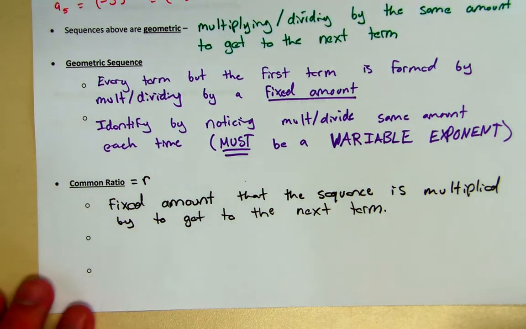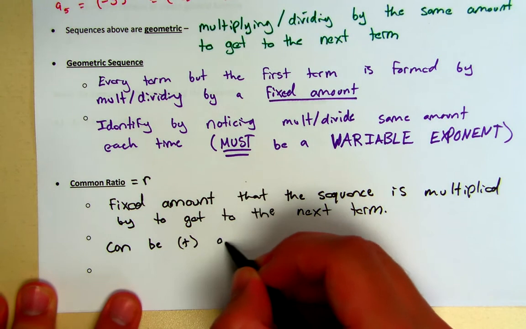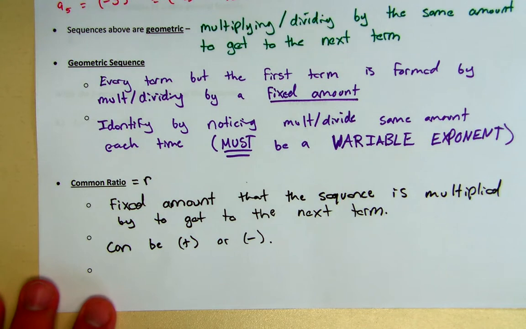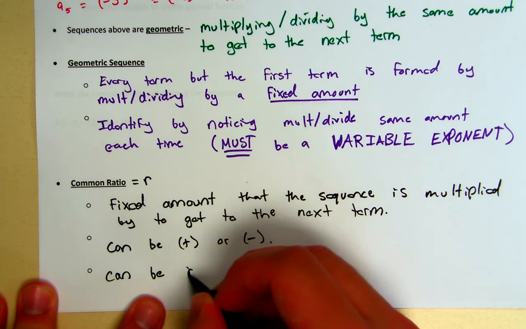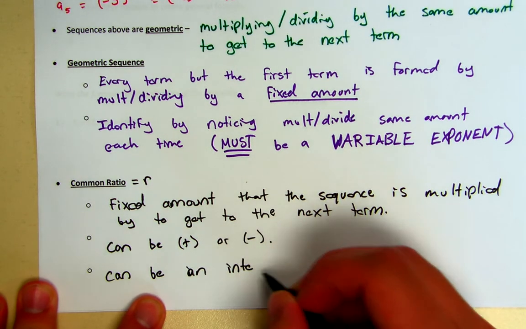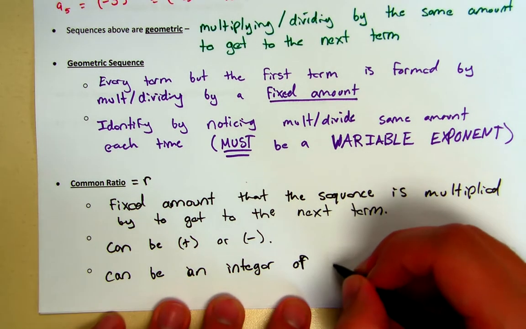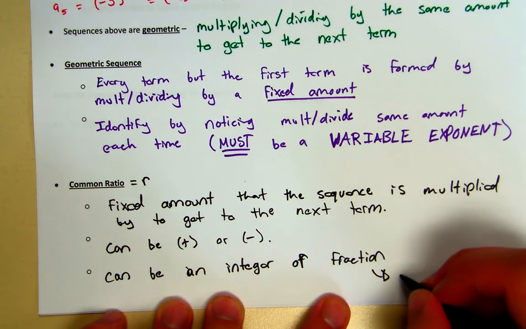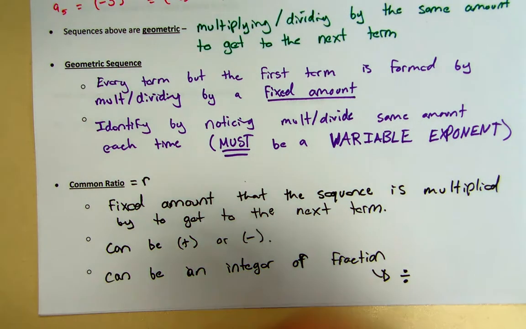Right? Important part here is it can be positive or negative, either one. And it can be an integer or a fraction. This is when you are dividing. So that is when we use fractions. Alright, so that's all kind of the components of it.